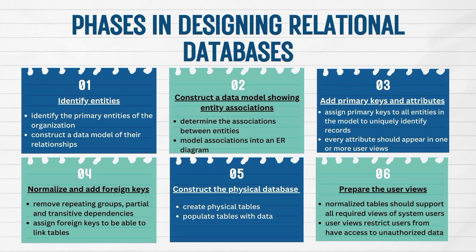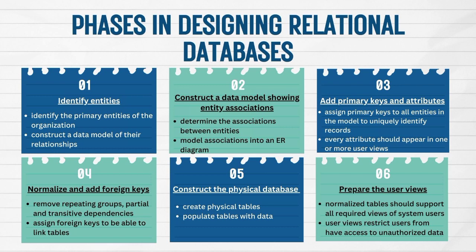With this, it focuses on the 6 phases of database design, or phases in designing relational databases, which are collectively known as view modeling. First is identify entities, where in view modeling, it begins to identify the primary entities of the organization. Entities are things about which the organization wishes to capture data. And this will be used to construct a data model and ultimately the physical database tables.